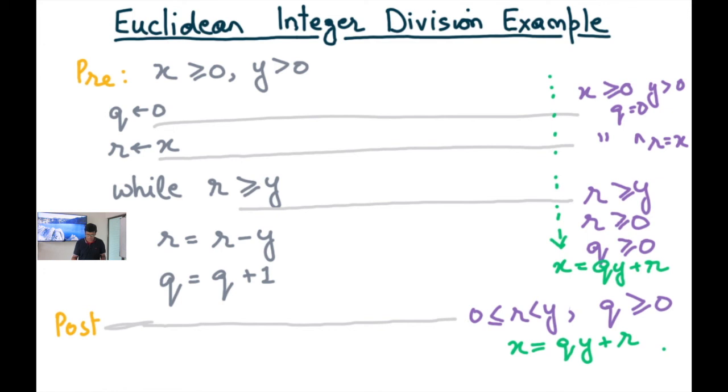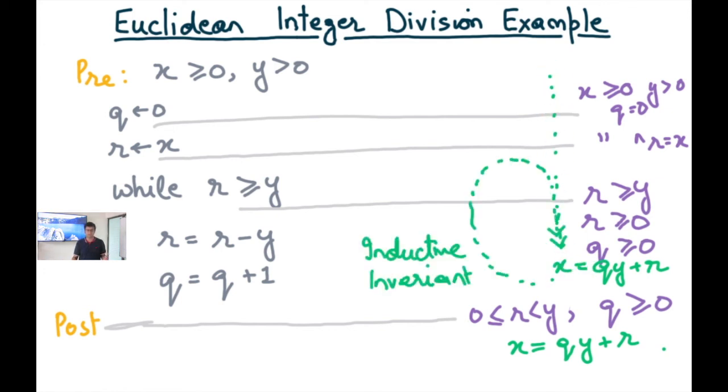So here is the proof. If I come from the entry, then this holds. And if I take one iteration, if I assume that it holds at the beginning of the kth iteration, then I can show that it also holds at the beginning of the k plus 1th iteration.